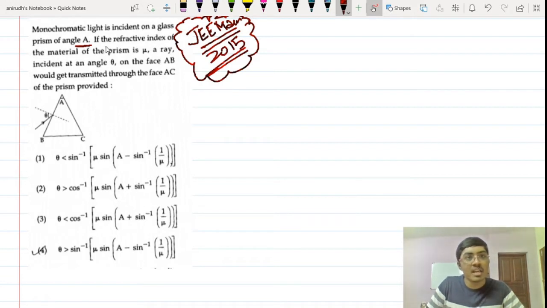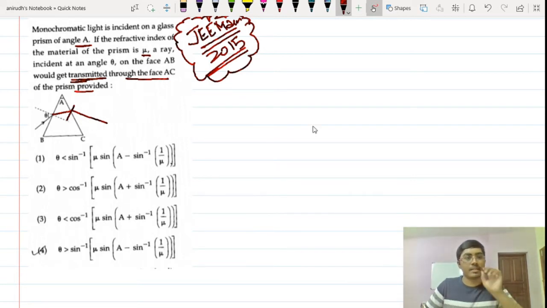Okay, so monochromatic light is incident on a glass prism of angle A. Angle of prism is given. If the refractive index of the material of the prism is mu, a ray incident at an angle theta on the face AB would get transmitted through AC. That means it is going through this, and finally it has to come out. That is meant by the word transmitted through the face AC. For which of the following conditions, we have to find that.